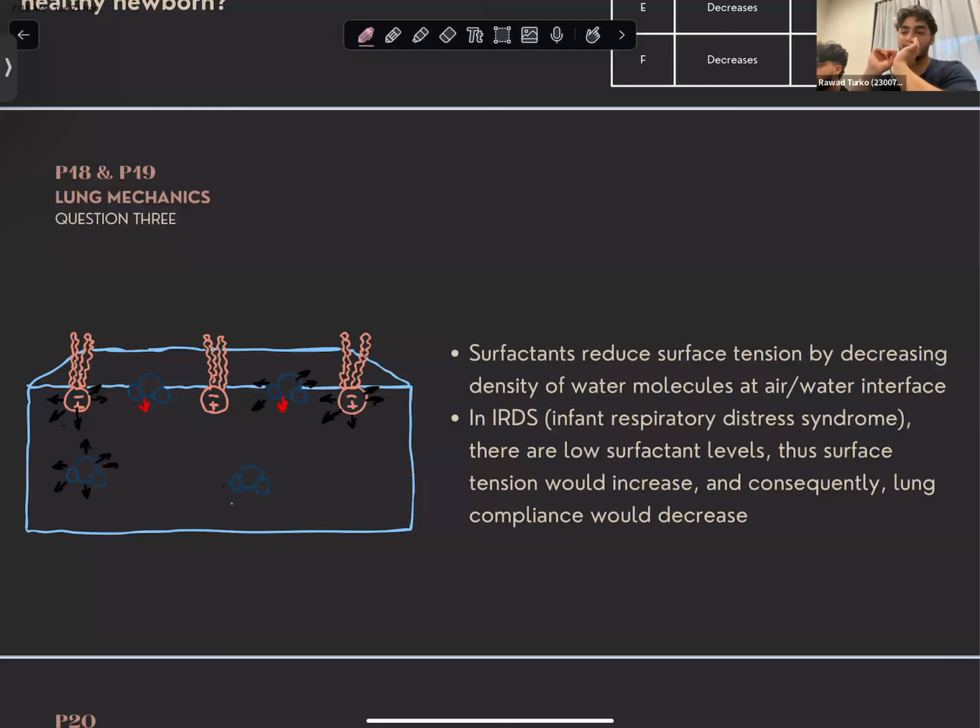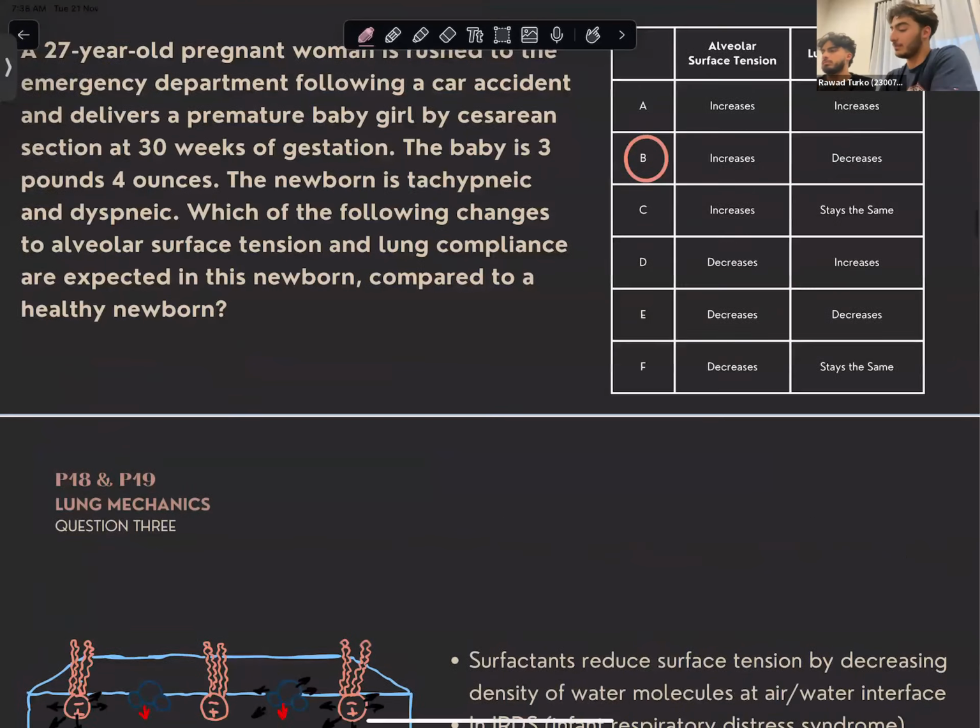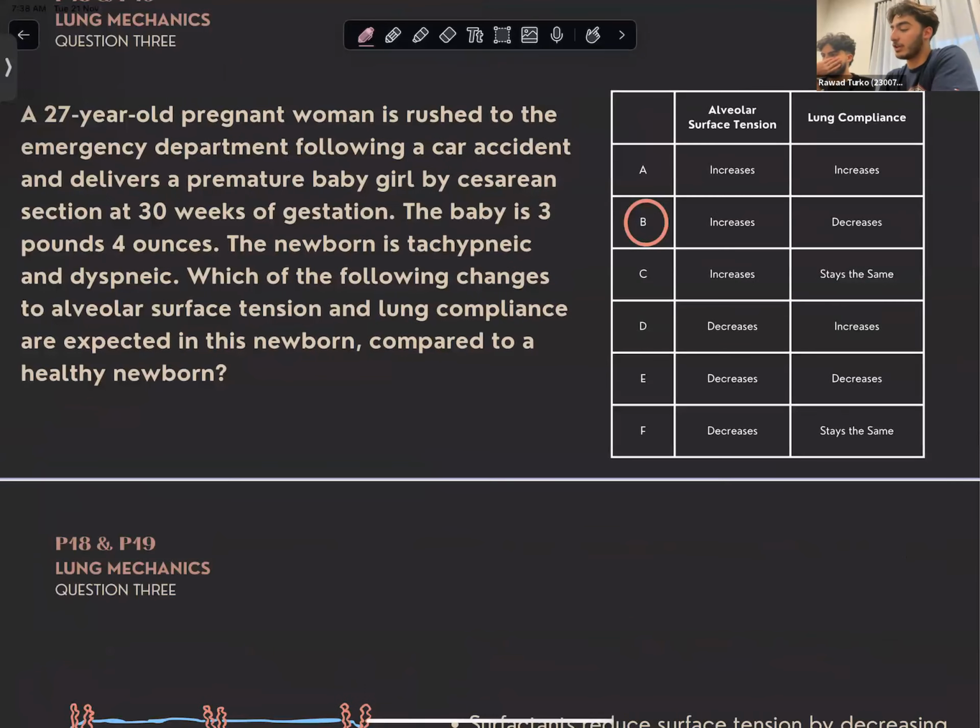That's why you have surfactants. Surfactants are these tiny little molecules, and there's obviously a specific mechanism of them. You don't have to know that, for example, the physiology of a surfactant. You just have to know that when it's there, it will decrease the surface tension between the air and water molecules, and it will increase compliance. So when it's not there, the surface tension would increase and your lung compliance would decrease. Okay?